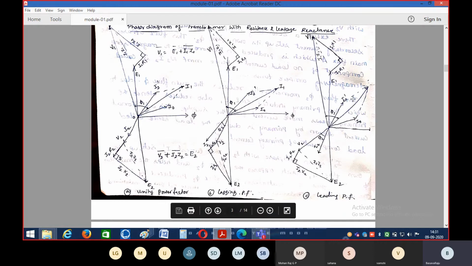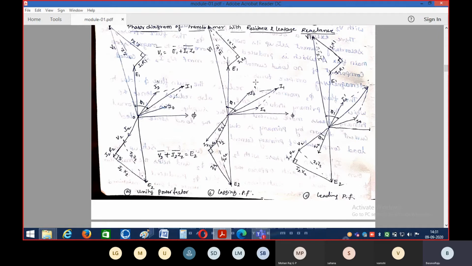Now we will go through the next case, that is, the vector diagram representation for leading type of loads. In the case of leading loads, which element gives a leading power factor? The capacitor. A capacitor always offers a leading power factor. Leading power factor means the current in the capacitor leads the voltage by an angle phi. Since the current leads the voltage in the case of a capacitor, we say the capacitor offers the leading power factor. So this is the vector diagram representation for the capacitive load.